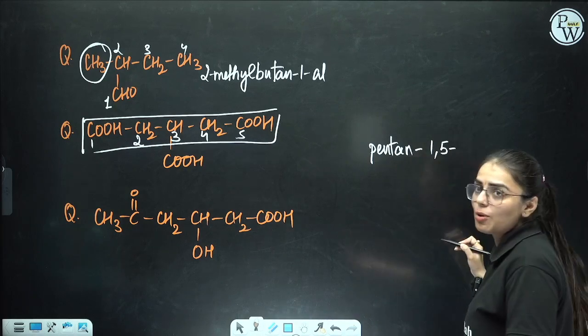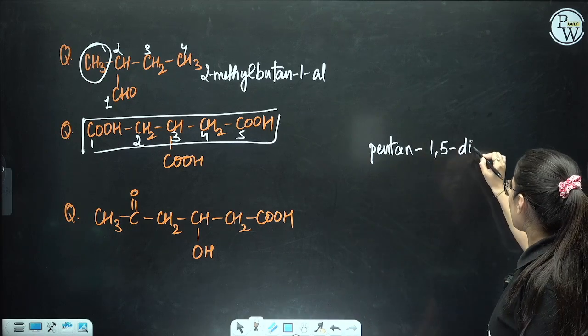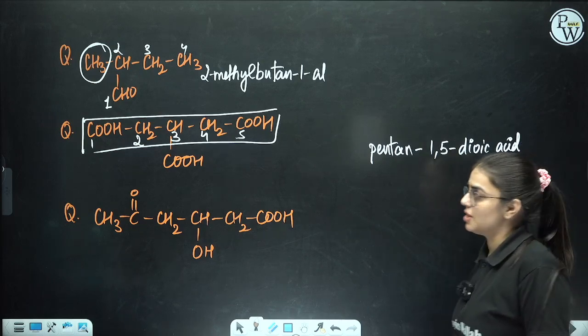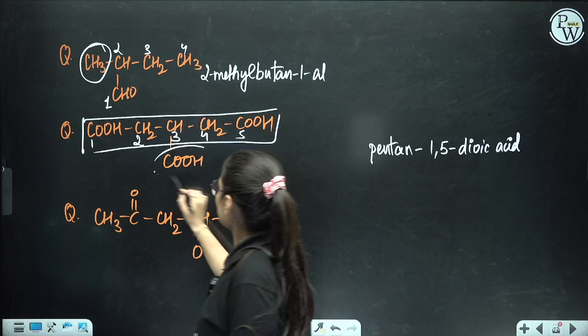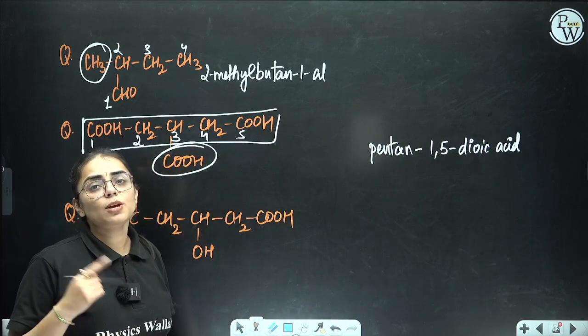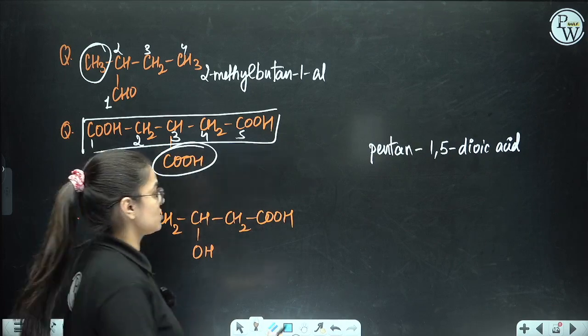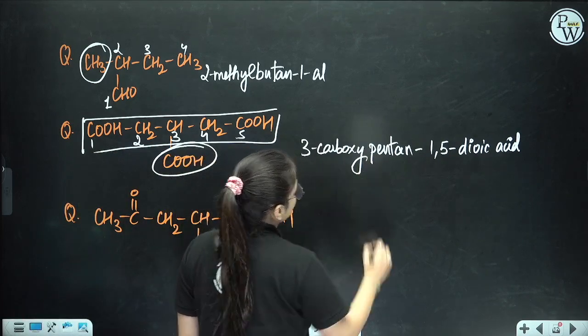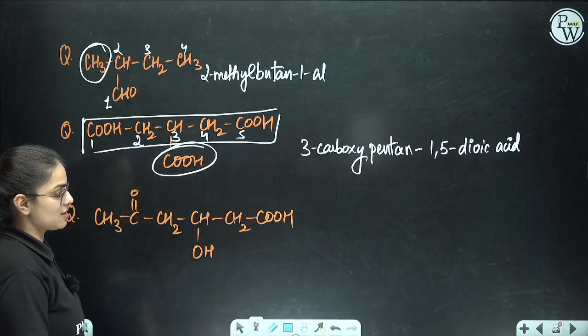Now there are 2 carboxylic acids in the main chain, so it's dioic acid. When do we write oic acid over here? When it is included in the parent chain. This COOH is included. Now this COOH is not included; we were not able to include it. This is present on the third carbon, so it will be used as a prefix, and we write carboxy. So this is going to be 3-carboxypentane-1,5-dioic acid. Clear?